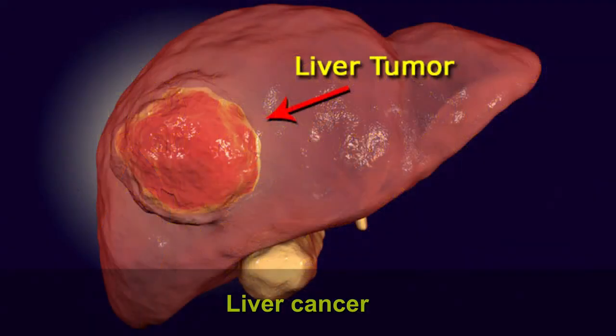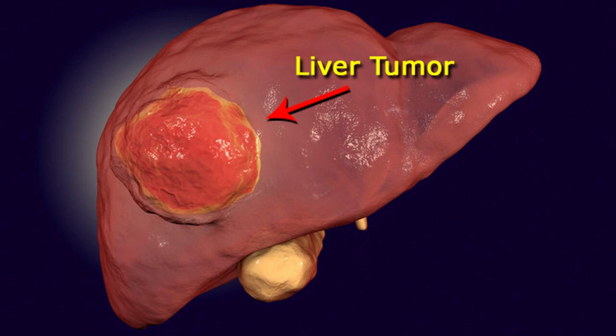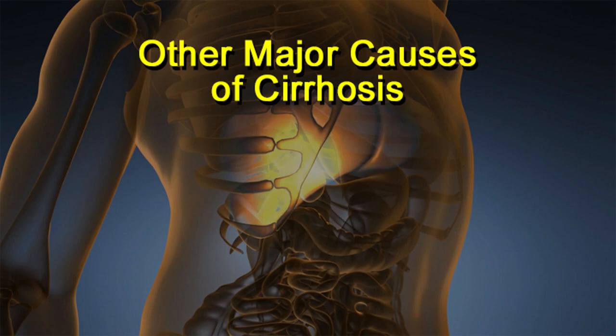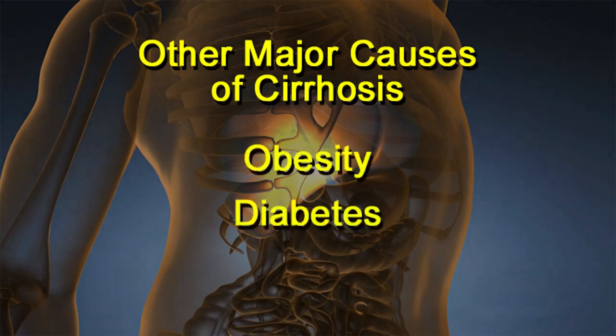Liver cancer. While liver cancer itself is not considered a cause of cirrhosis, it should be noted that most, but not all, people who develop liver cancer already have some evidence of cirrhosis. Therefore, people with cirrhosis have an increased risk of liver cancer. Two other frequent causes of cirrhosis are obesity and diabetes.